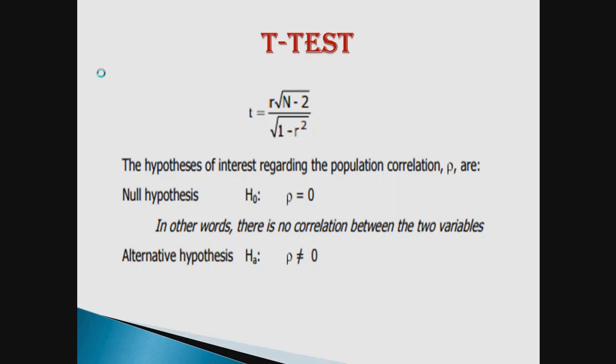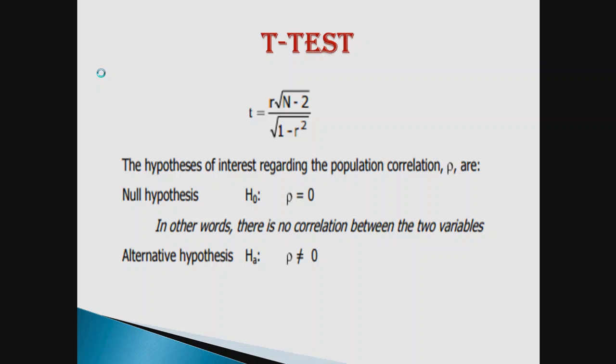Before doing the t-test, we have to hypothesize. The hypothesis of interest regards the population correlation, that is rho. So the null hypothesis H0 is rho is equal to 0. In other words, there is no correlation between the two variables. The opposite of the null hypothesis is the alternative hypothesis, HA, which shows that there is some type of relationship between the two variables, where rho is not equal to 0.